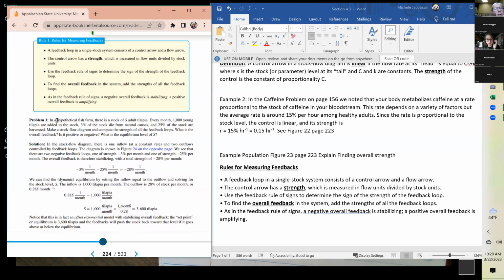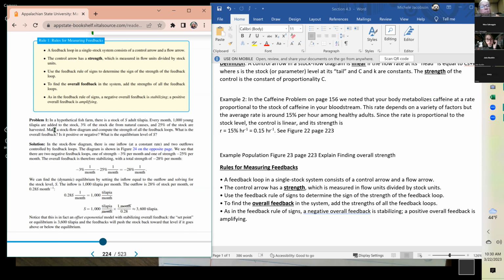Okay. In a hypothetical fish farm, there is stock S, adult tilapia. Every month, 1,000 young tilapia are added to the stock. 3% of the stock die from natural causes and 25% of the stock are harvested. Make a stock flow diagram and compute the strengths of the feedback loop. What is the overall feedback loop? Positive, negative. What is the equilibrium level?